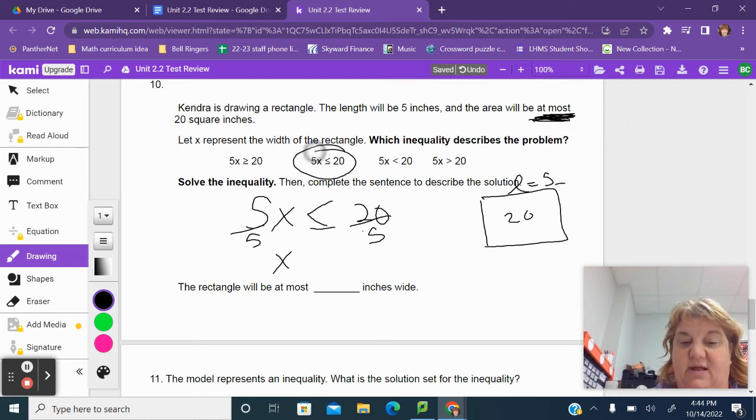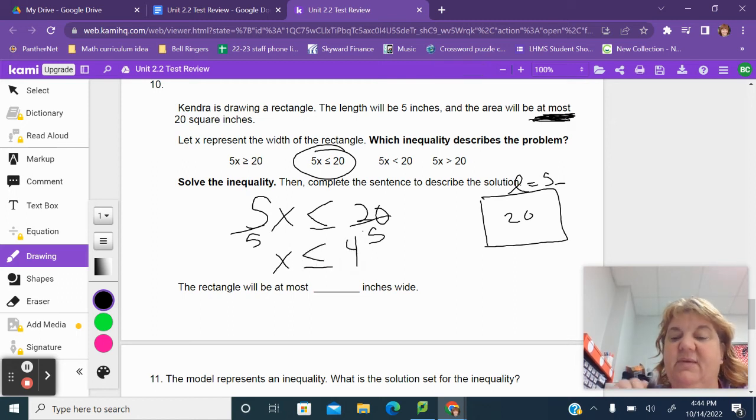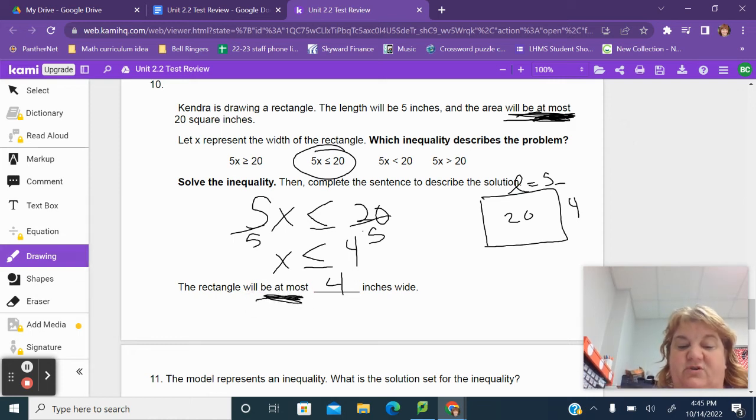So it's this one, x less than 4. You have to make sense of the problem. So 4 times 5 would make it 20, and 20 is okay at most. So that would be okay. And then anything less than that, like 3 times 5 would be 15. So that's less. So the rectangle will be at most 4 inches wide.